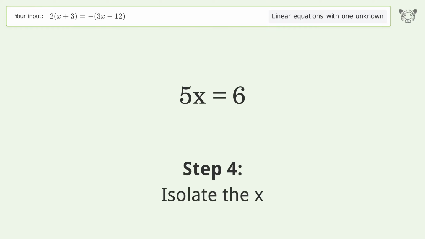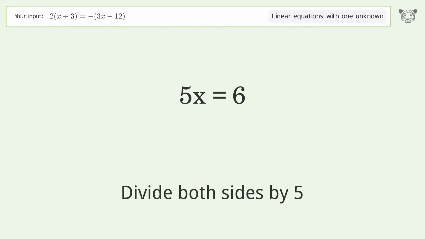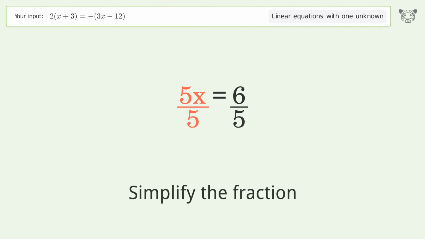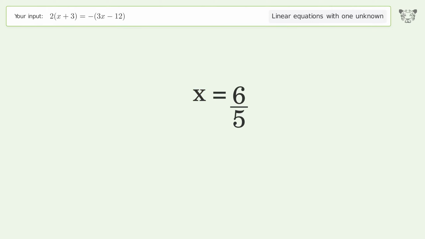Isolate the x. Divide both sides by 5. Simplify the fraction. And so the final result is x equals 6/5.